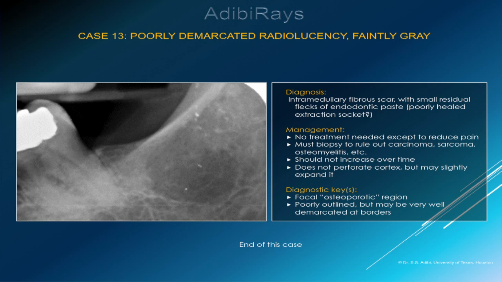Diagnosis is intramedullary fibrous scar with small residual flecks of endodontic paste and possibly poorly healing extraction sockets. No treatment is needed except to reduce pain. It must be biopsied to rule out carcinoma, sarcoma, or osteomyelitis. Usually they do not increase in size over time and they do not perforate the cortex, but may expand slightly.